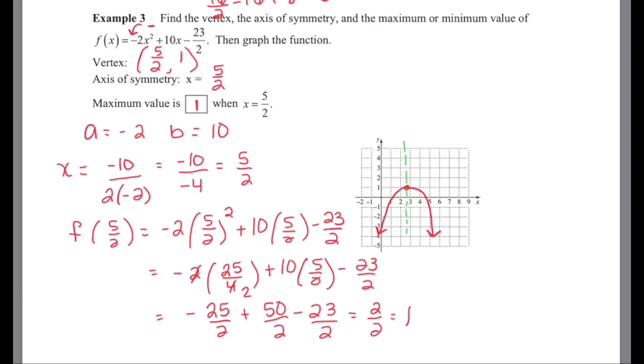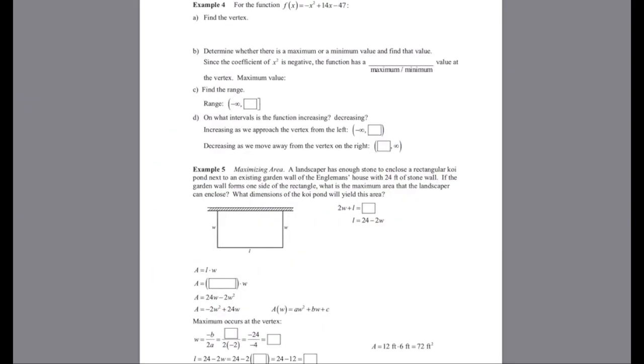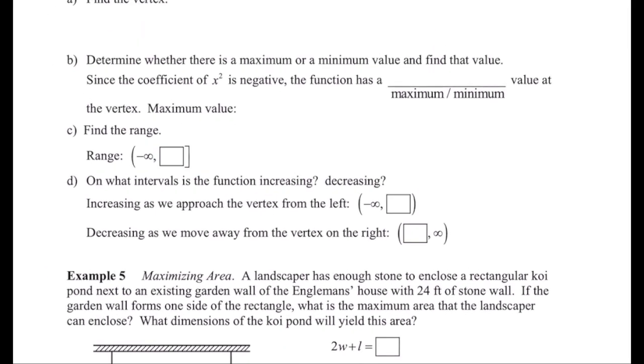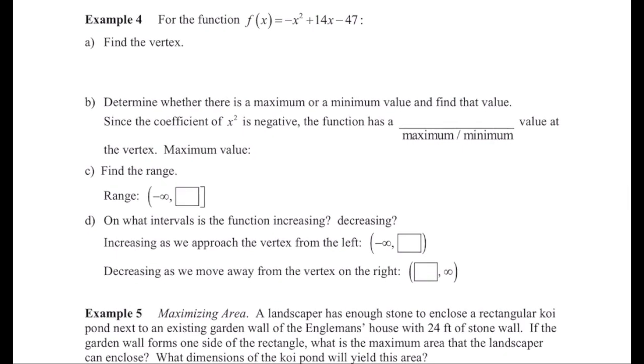Without graphing then, let's see if we can put some information together based on what we know a graph looks like. We have f of x is negative x squared plus 14x minus 47. So let's start off by finding the vertex, since this helps us find everything. Our a value is negative 1 and our b value is 14. So then our x value is opposite of b, so opposite of 14 over 2 times a. This gives us positive 7.